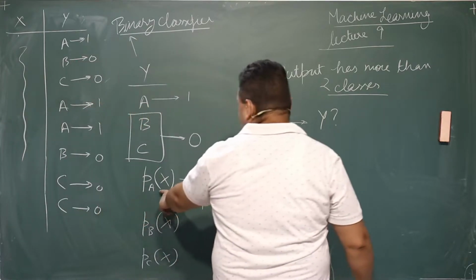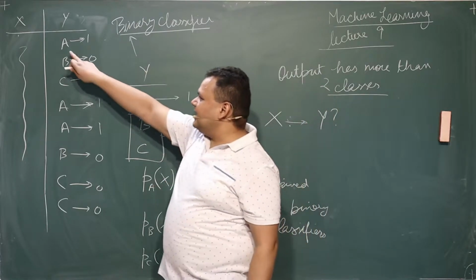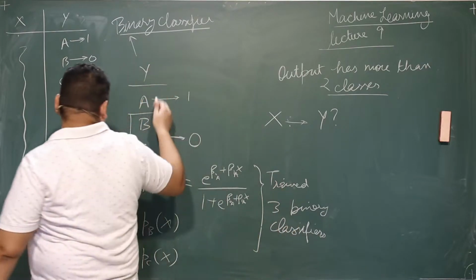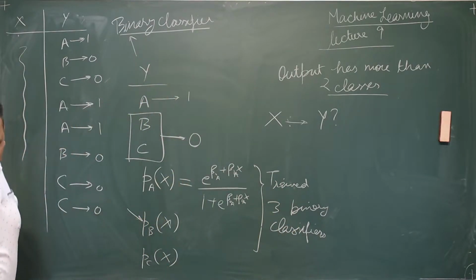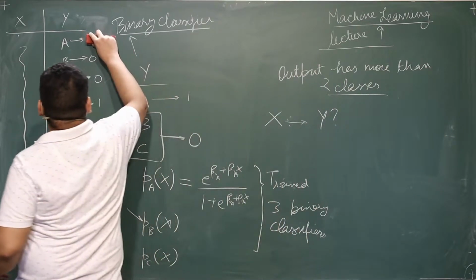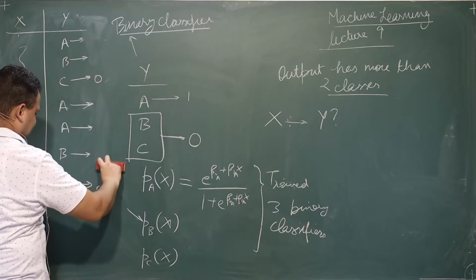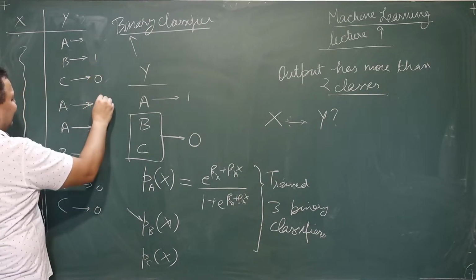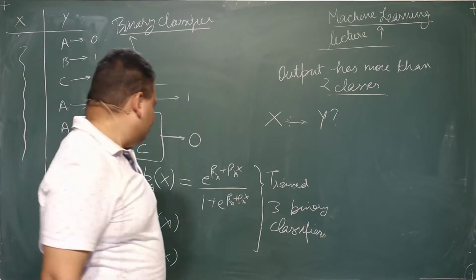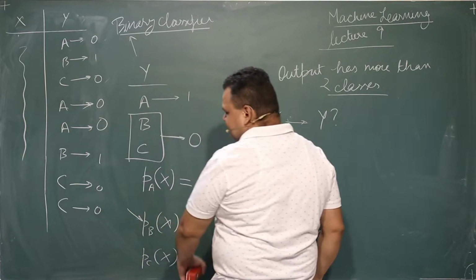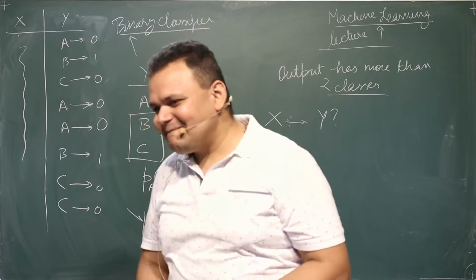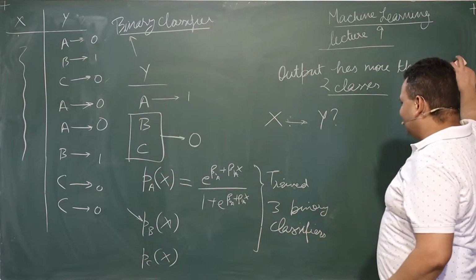So in the first scenario, we assigned A to be 1 and B, C to be zeros. In the next scenario, when we are trying to calculate PB, what are we going to do? We are going to assign B to be 1 and A and C to be zeros. Based on that we'll calculate PB. Finally we'll do the same thing with C. So what do you think?